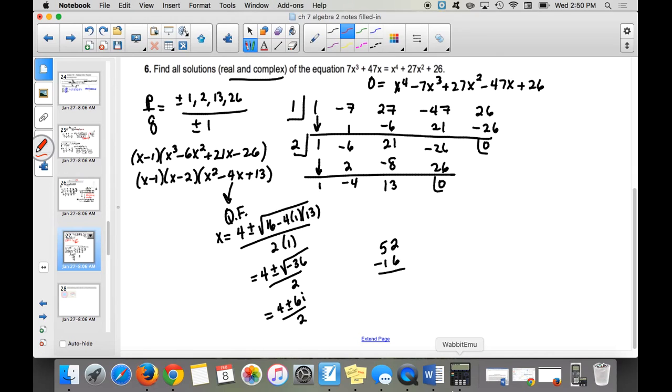Just in time for Valentine's Day, our little heart, meaning that the 2 goes into both 4 and 6. So we're going to have 2 plus or minus 3i. So those are 2 of our solutions, and we also have 1, and we also have 2. Do we have the total number of solutions? Yep, because our degree was 4. Is this making sense? Do you guys understand?